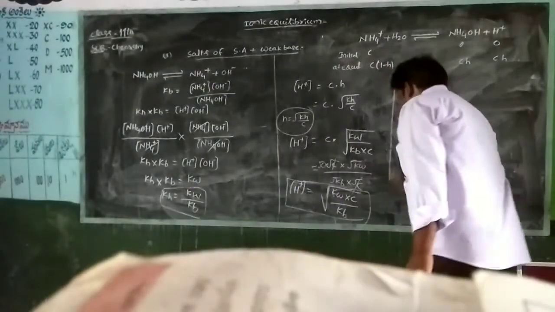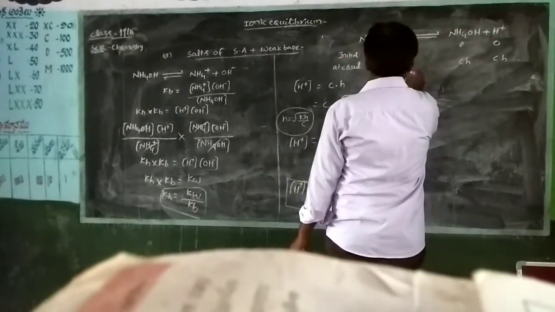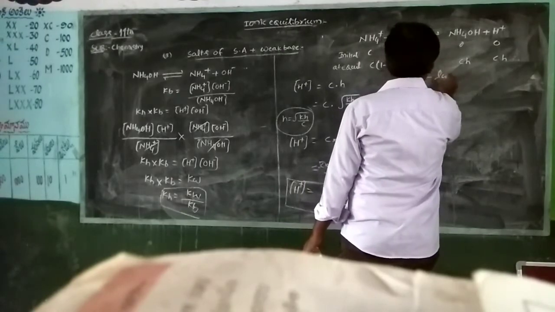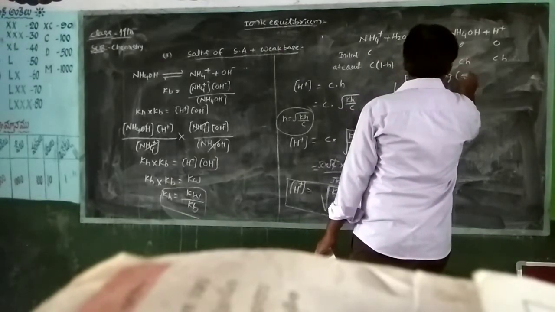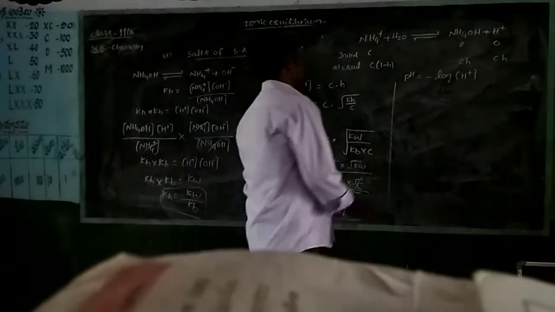You can write now to find the pH value. pH is equal to what? Minus logarithm, negative logarithm of H plus ion concentration is called as pH.